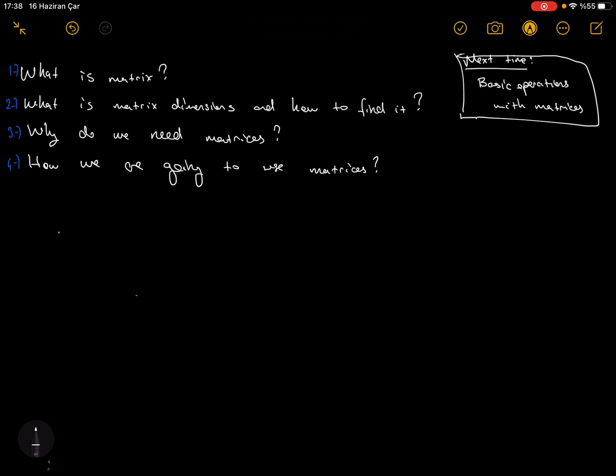Hello everyone, for this presentation we have four main topics. First one is what is a matrix, second one is what is the matrix dimension and how to find it. Third one is why do we need matrices in all our systems or our design. Fourth one is how we are going to use matrices in our concepts in linear algebra. So let's start from the first one.